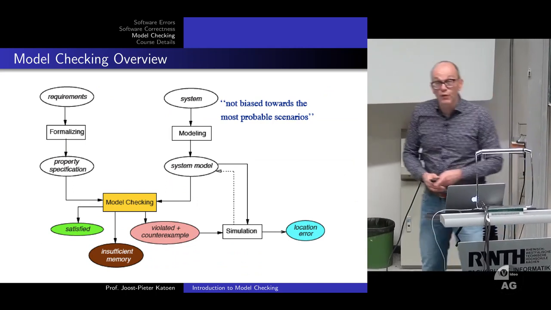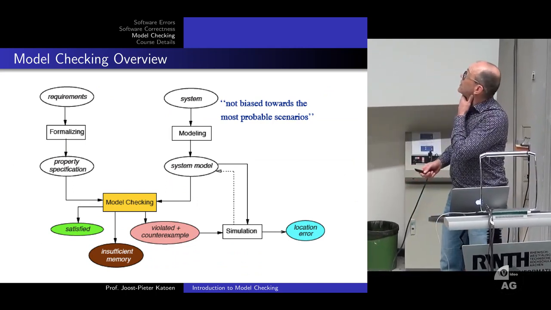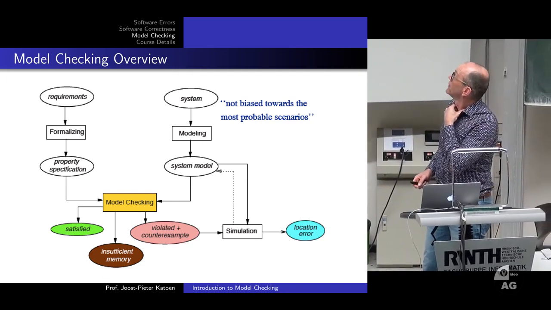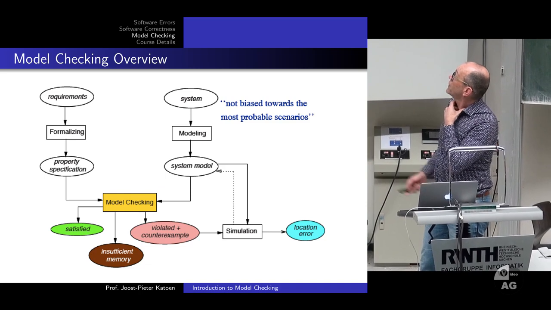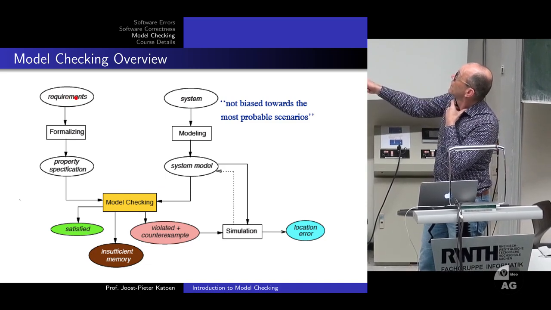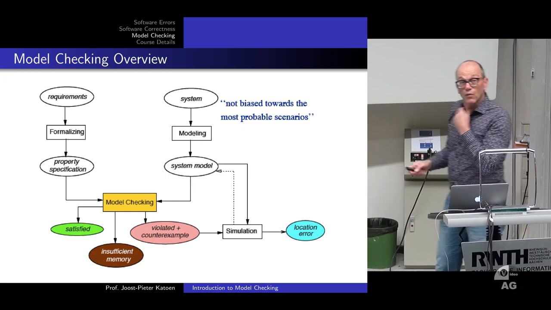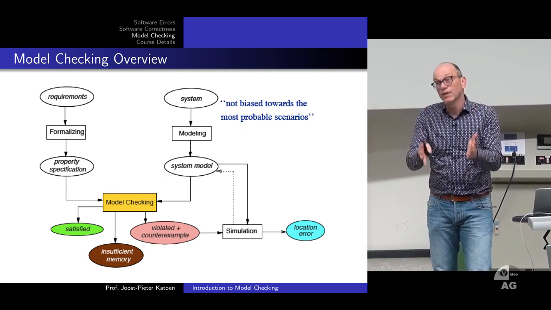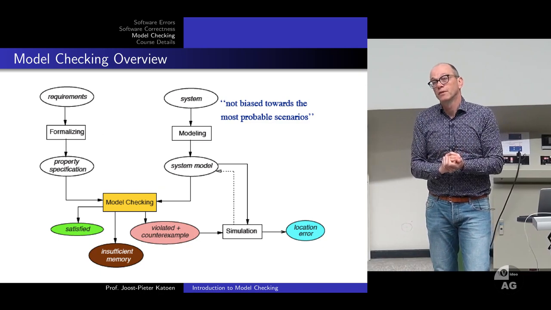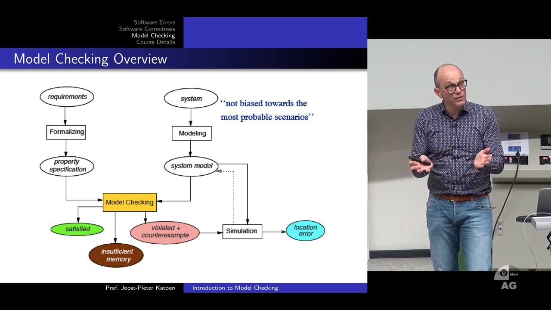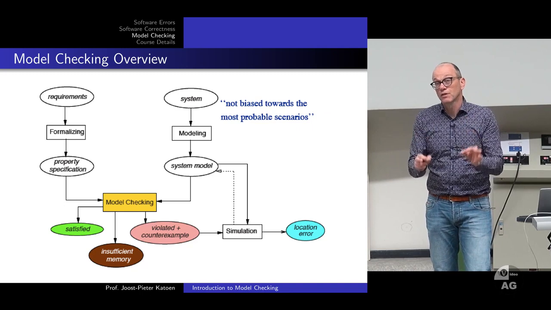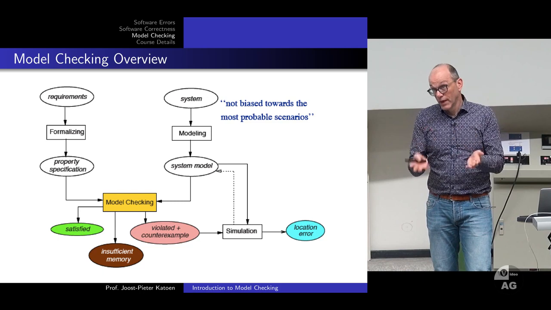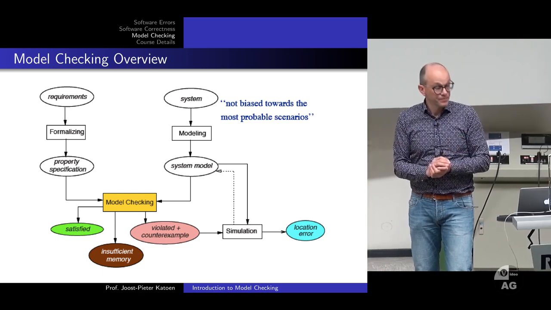So here is an overview of what model checking does. And this is also giving you some indication what we are going to do in this lecture series. So the idea is that you start with requirements. You have to formalize them. Why do you have to formalize them? Because I would like to know exactly the property that we need to check. It cannot be some kind of vague statement. It needs to be a precise, unambiguous formulation where we start from.